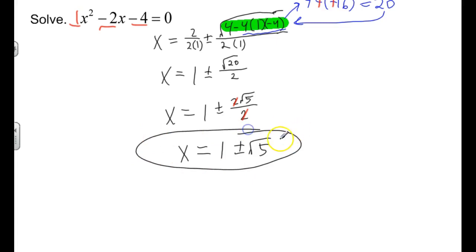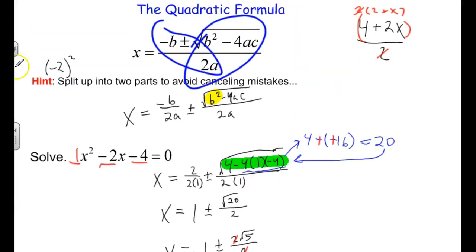And that's our answer. That's as simple as it gets, and that's an exact answer. So that's actually two answers: 1 plus square root of 5 and 1 minus square root of 5. That's why sometimes our answers come out separate anyway. That's why, when I started out, I said I like to separate it out. Oftentimes our answers are separated, so it works out nicely in some cases.